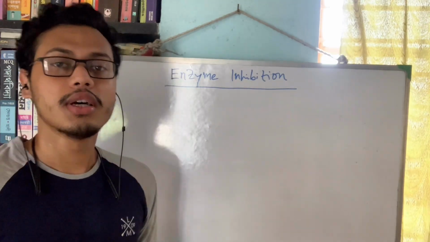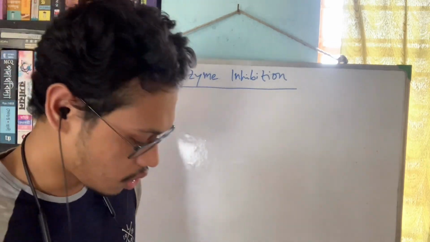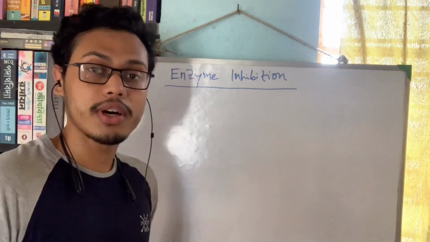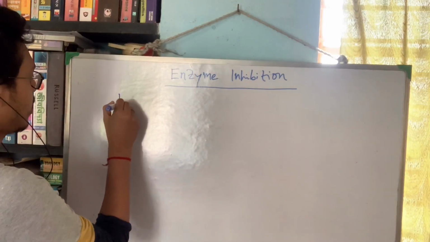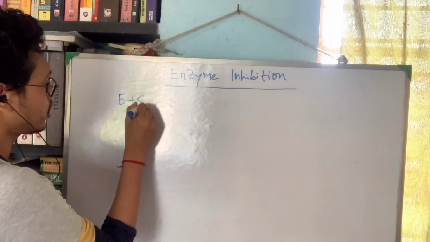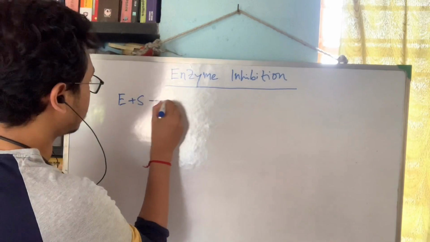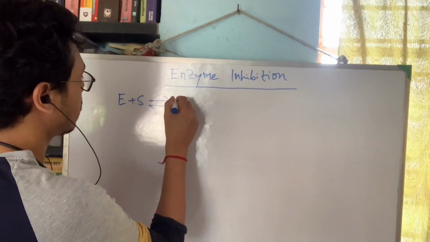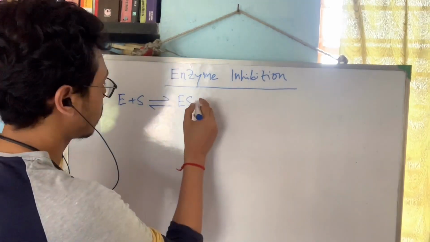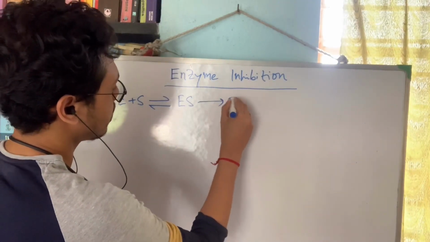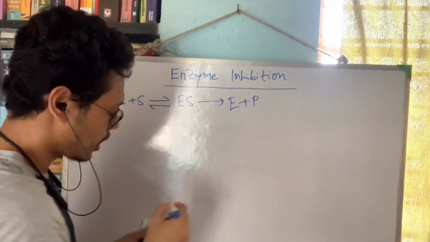Today I will discuss the enzyme inhibition procedure. So we have to know at first what this is. The first step is that the enzyme binds with the substrate in a reversible reaction, and the enzyme-substrate complex is formed, and then it dissociates to form enzyme and product.